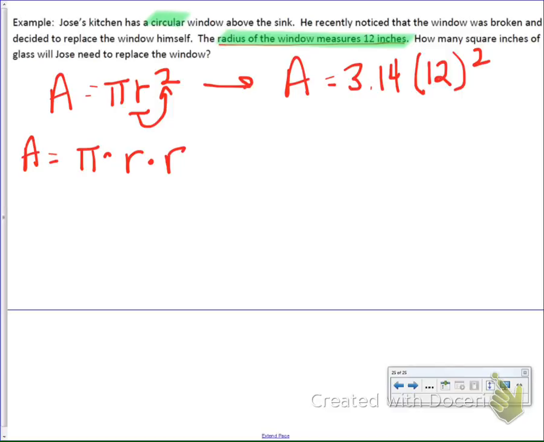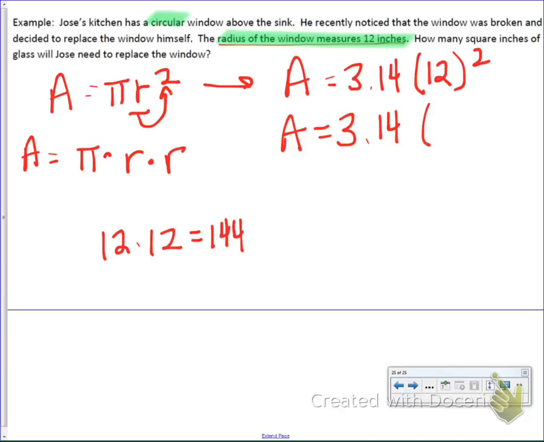So I'm going to go ahead and start working things down. Well, I know that 12 squared, which is 12 times 12, is going to equal 144. So I can go ahead and say, alright, let me replace that. And now all I have is 3.14 times 144. So let's go ahead and set that up. I have 144 times 3.14.